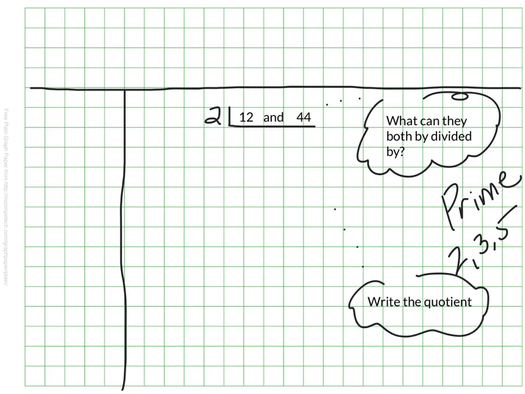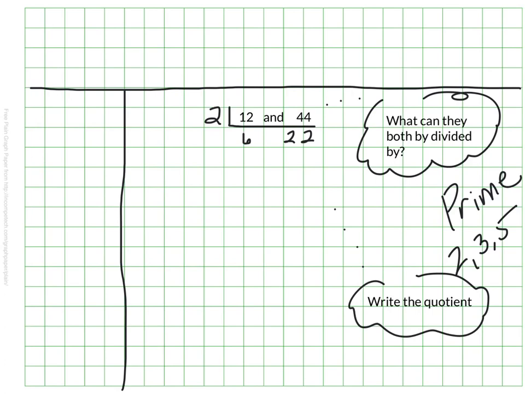When I divide 12 by 2, I get 6. I'm going to write that below. And 44 divided by 2 would be 22. And that's my first layer, essentially, of my cake. But then I'm looking at 6 and 22, and I know those can also be divided by 2. So I'm going to continue the process so long as there's a number that I can divide these both by.